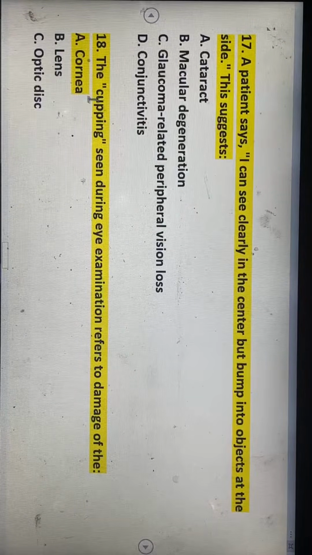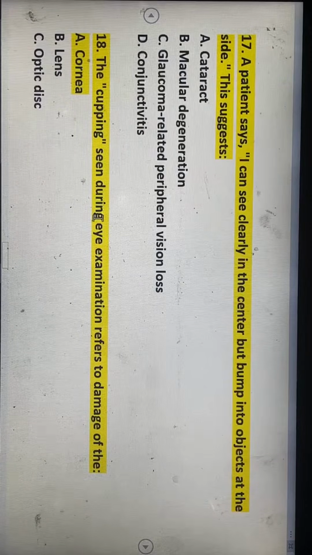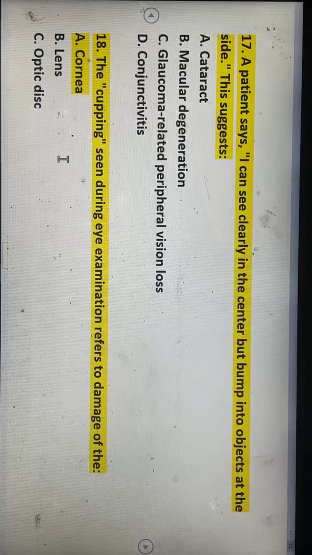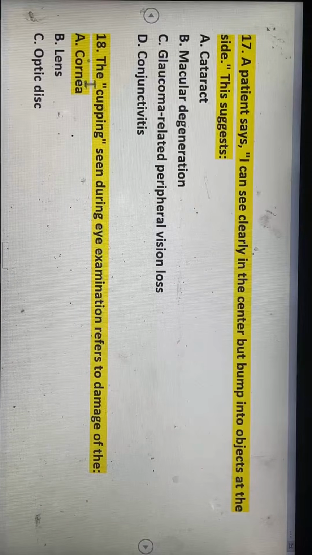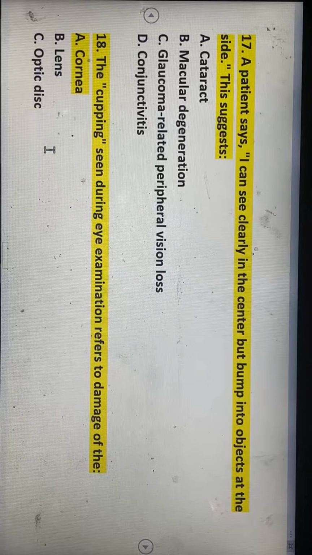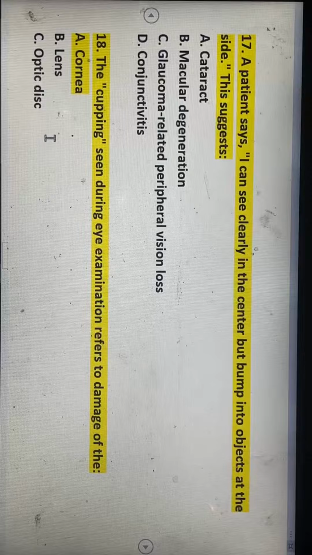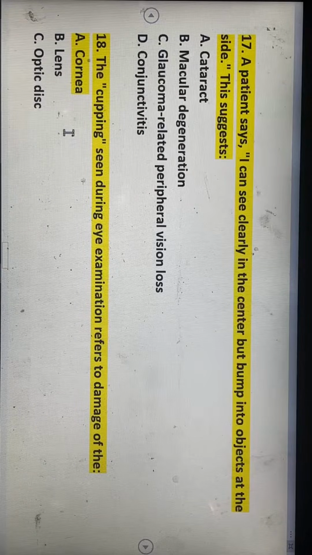Number 18. The cupping seen during eye examination refers to damage of the A. Cornea, B. Lens, C. Optic nerve. So what is the right answer? And if you choose cornea, you are wrong.